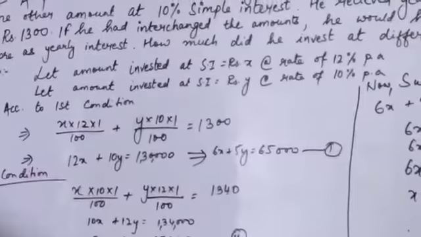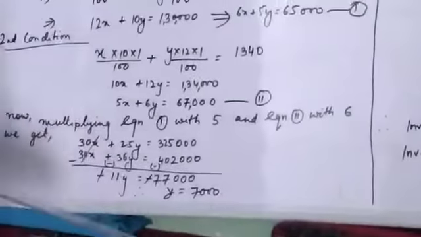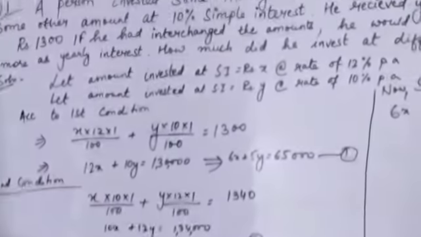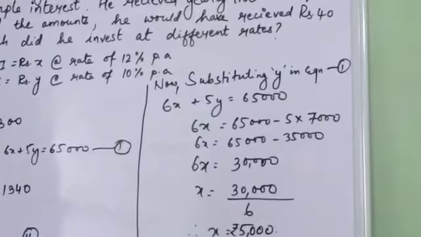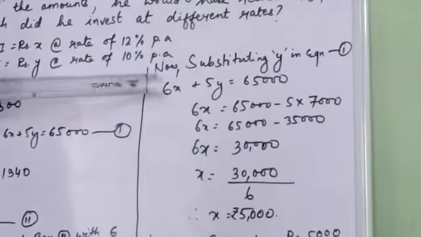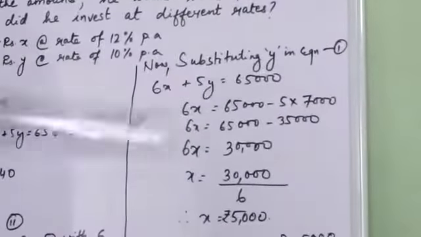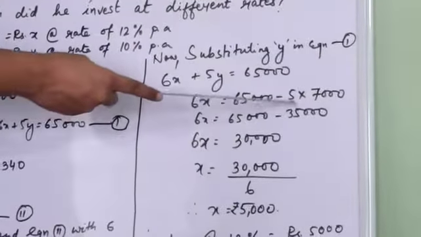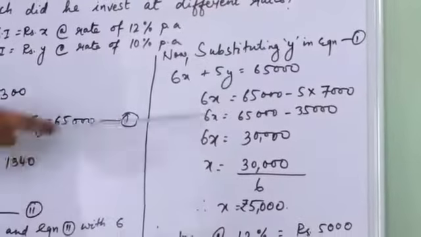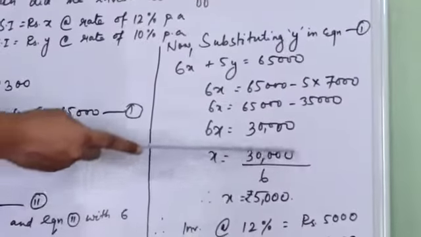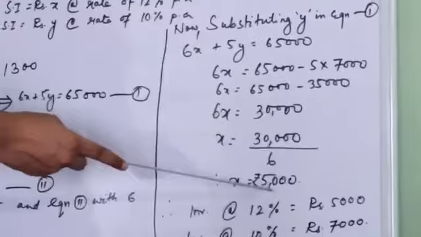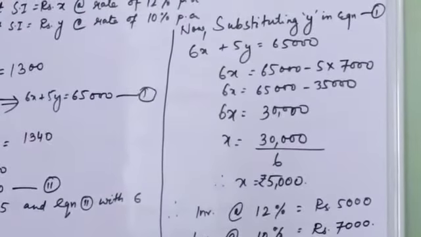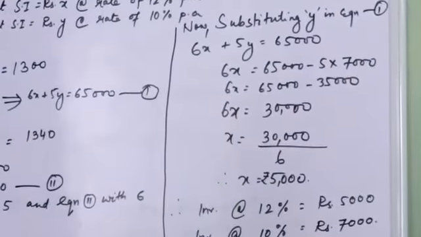Now since we have found the value of y, we know what he has invested in the second rate. So we can find out the value of x also. You can use any of the equations. I have substituted the value of y in equation 1. So you get 6x plus 5y is equal to 65,000. So 6x is equal to 65,000 minus 5y. So when you substitute the value, you get x is equal to rupees 5,000. So we got the investments that he has made.